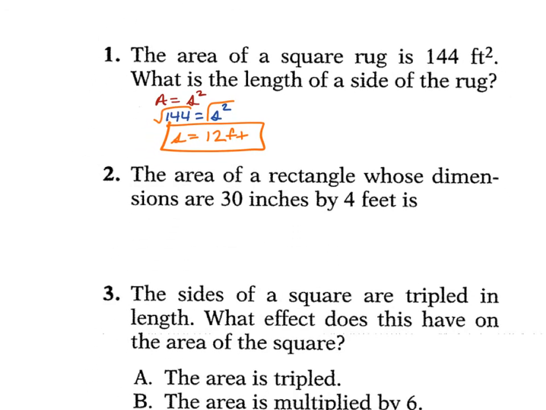For 2, it says the area of a rectangle whose dimensions are 30 inches by 4 feet is, well, area is base times height. So that's 30 times 4, which is 120, and then feet squared.